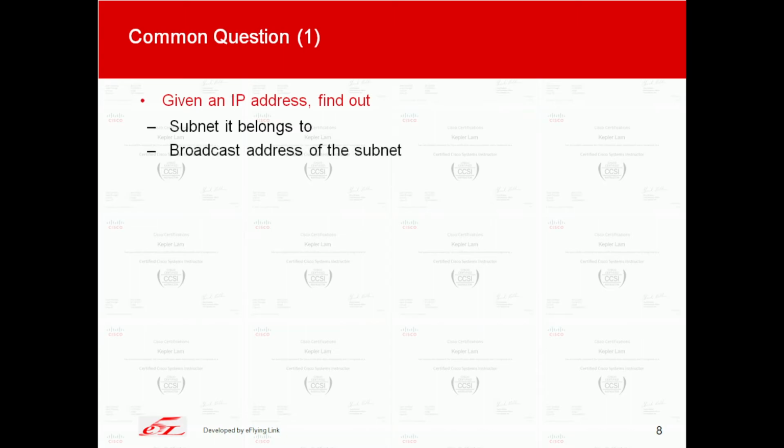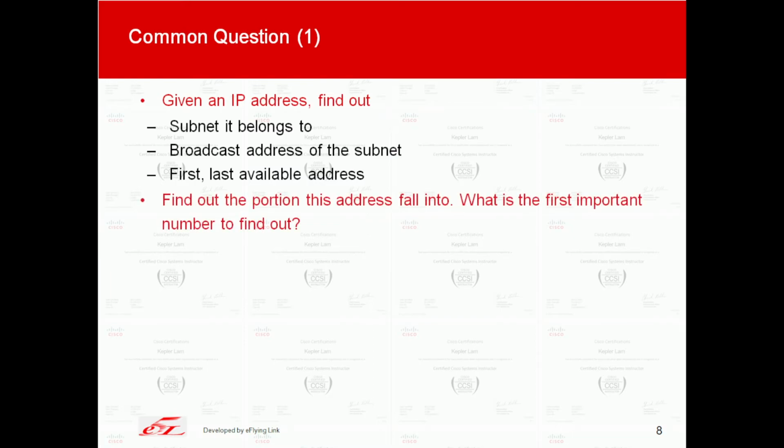Once you understand how to divide network numbers into different subnets, as what I just discussed in my previous slides, you should be able to answer one of the common questions in the examination. That is, given an IP address, you should be able to figure out the subnet this IP address belongs to, the broadcast address of that particular subnet, and also the first and last available addresses.